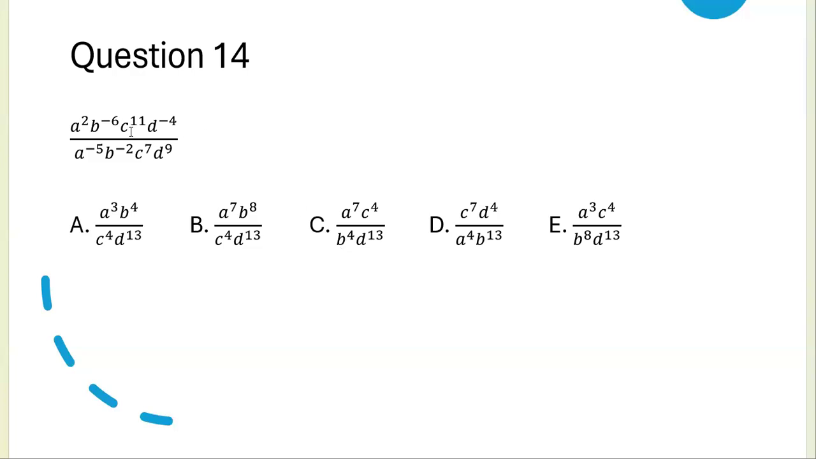Yeah. Let's confirm. c to the 11th divided by c to the 7th. So 11 minus 7 is 4. So c to the 4th. Yeah. d to the -4 divided by d to the 9th. That's d to the -4 minus 9. So d to the -13. d to the 13th on the bottom. Choice C.